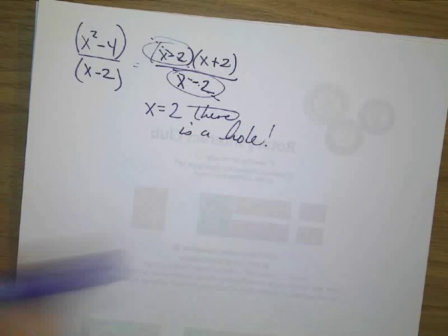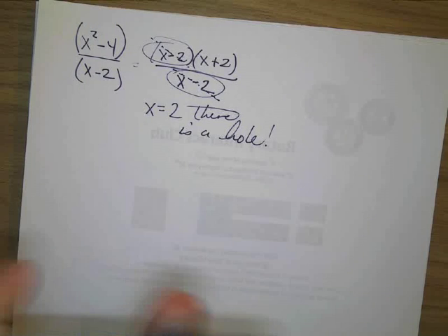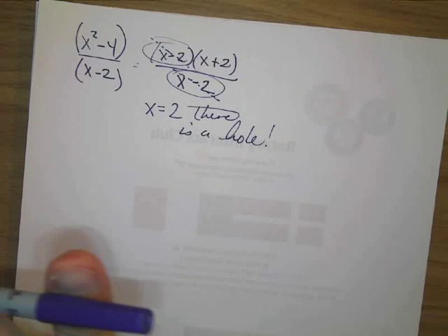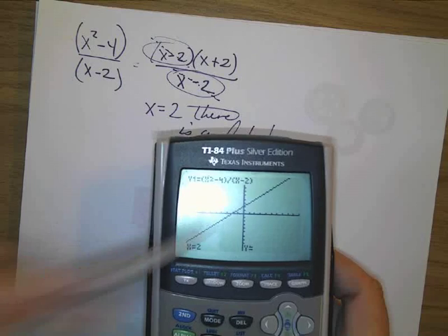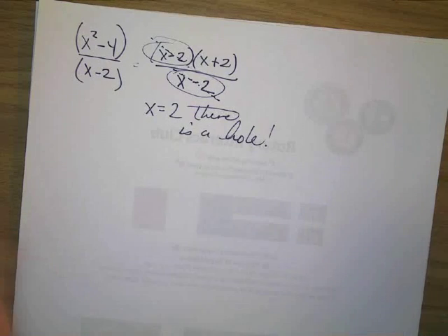Yeah. Is that okay? It also explains why the rest of it looks like a line, right? Because you're left with x plus 2. So it makes sense, maybe, kind of.